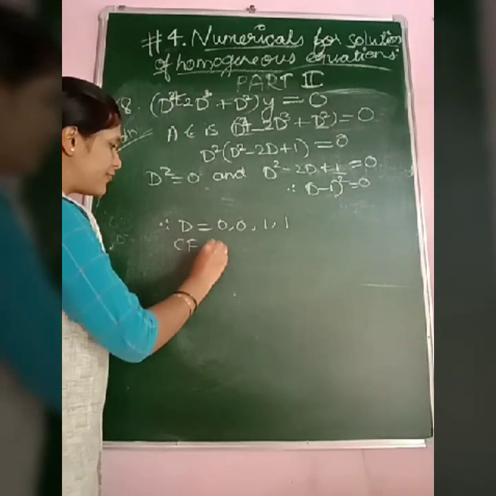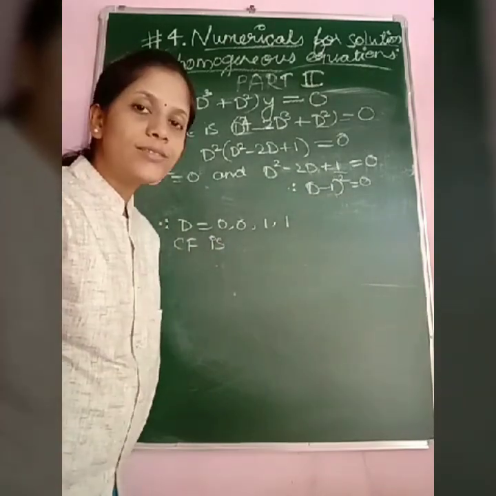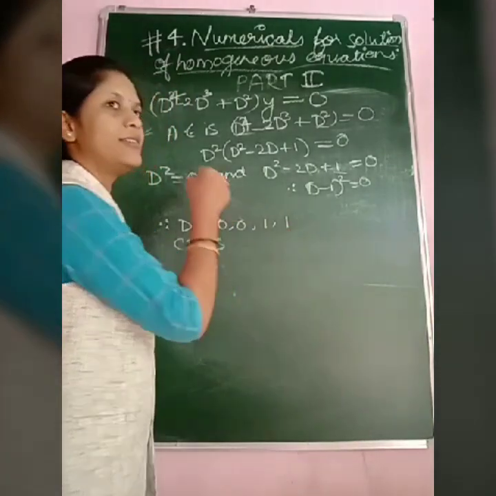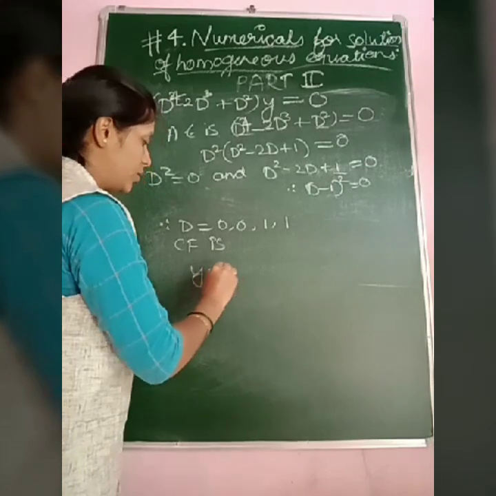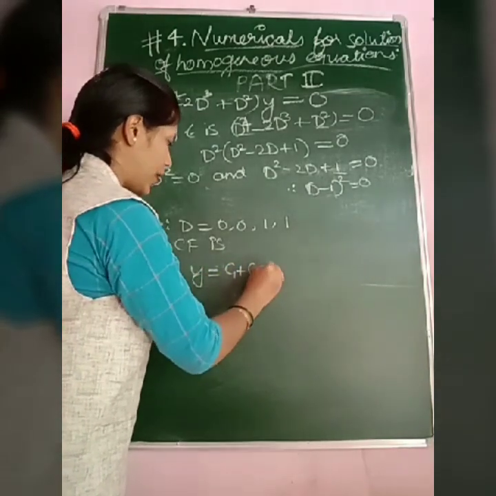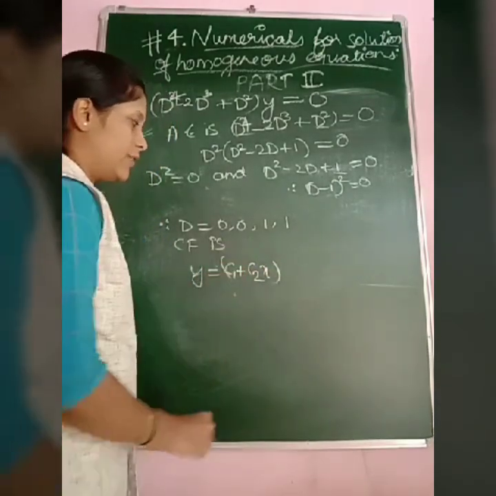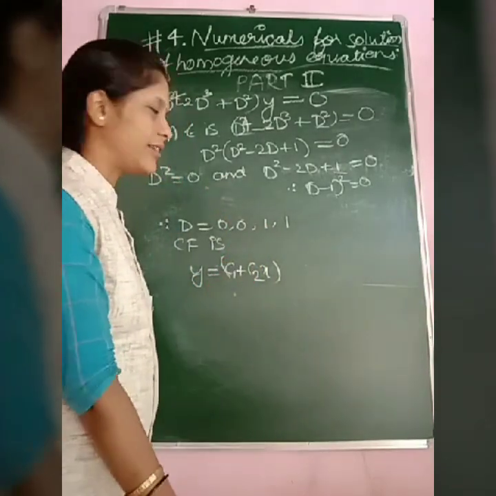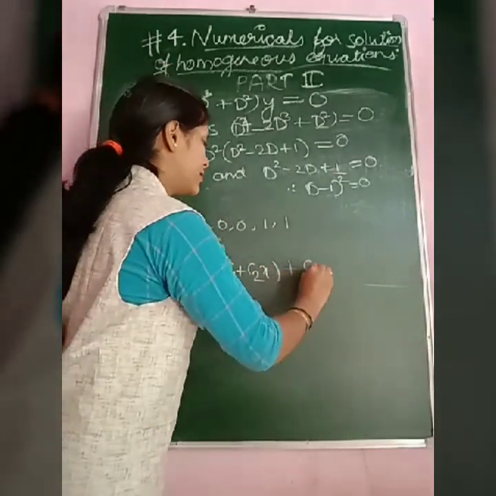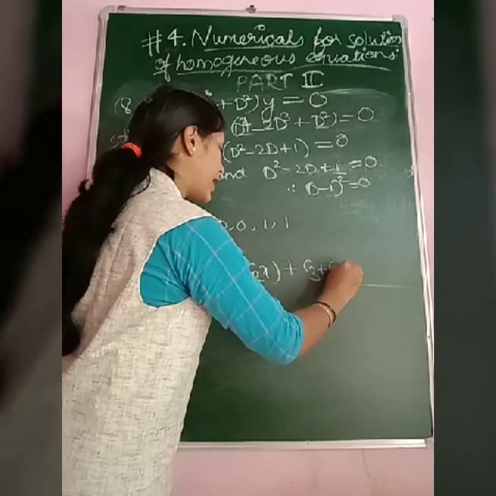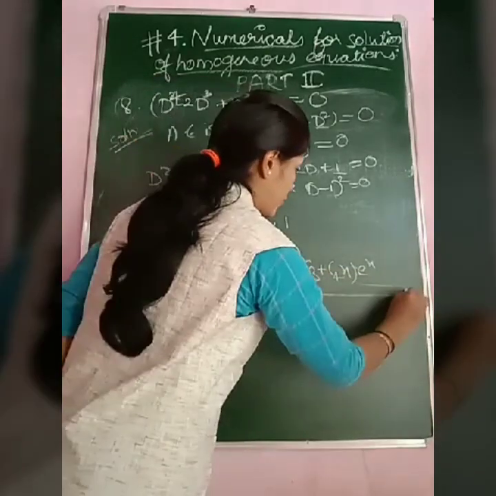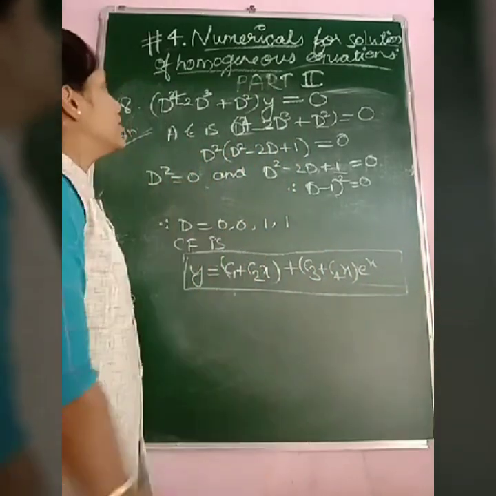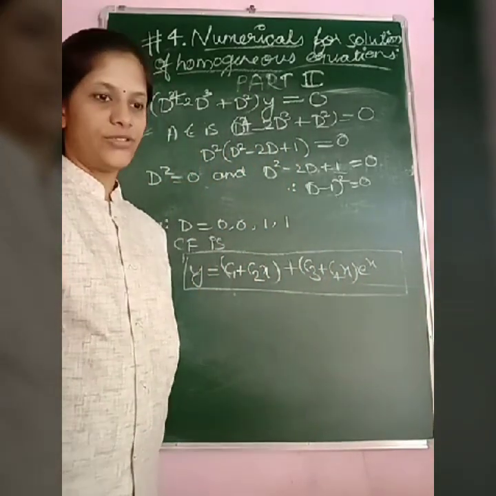So for the complementary function, 0 is repeating twice and 1 is repeating twice. So the complementary function is y = (c1 + c2x) for the 2 equal roots, where e^(0x) is nothing but 1, plus (c3 + c4x)e^x. So this is our solution.